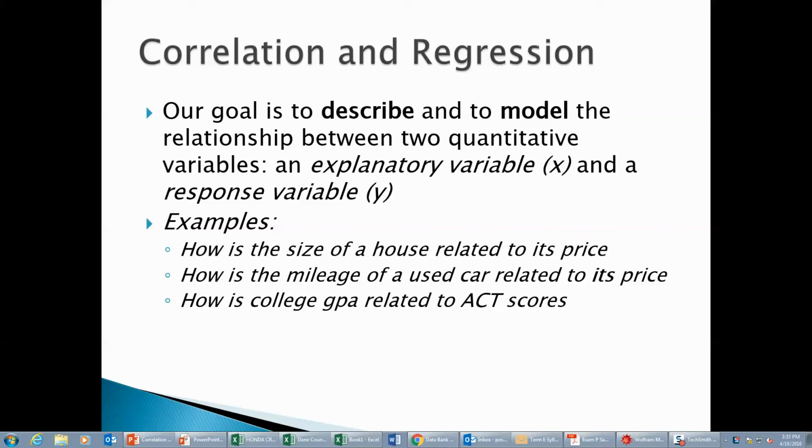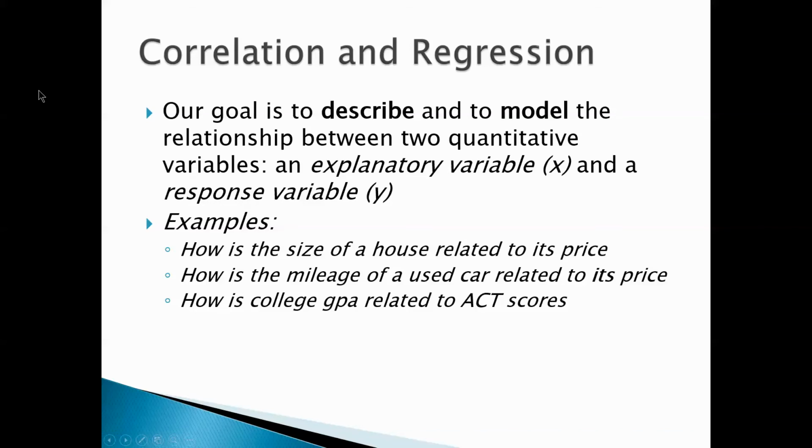So examples: how is the size of a house related to its price? Here, the size is the explanatory variable. We usually think of that as explaining the price. Or how is the mileage of a used car related to its price? And again, we think of the number of miles it has as explaining the price of it. Or how is college GPA related to ACT scores? Again, ACT scores in this case is the explanatory variable, and we expect that to explain or to predict the college GPA.